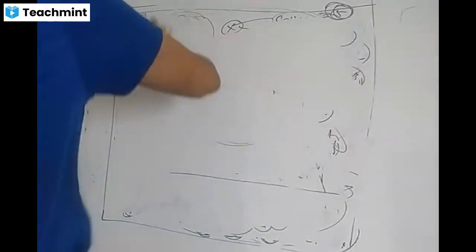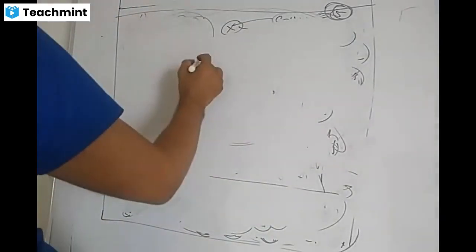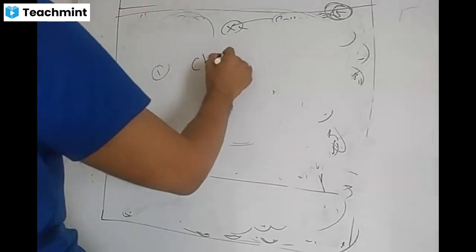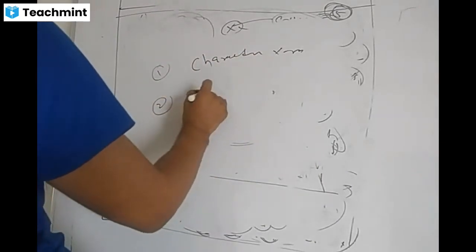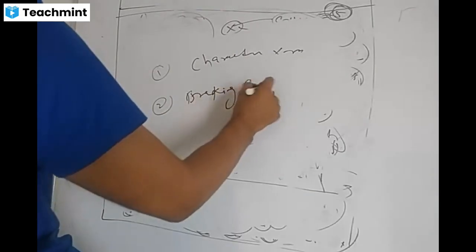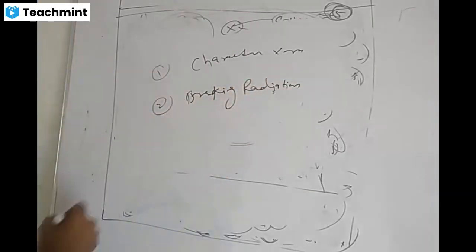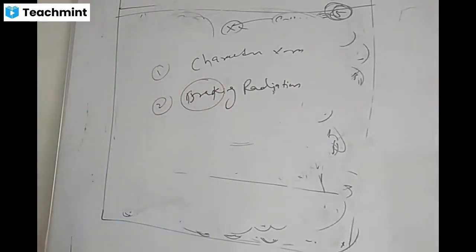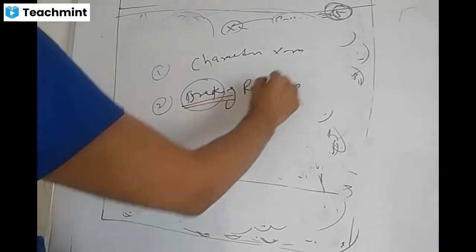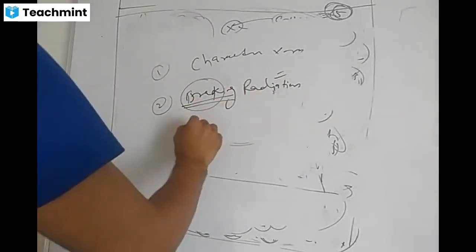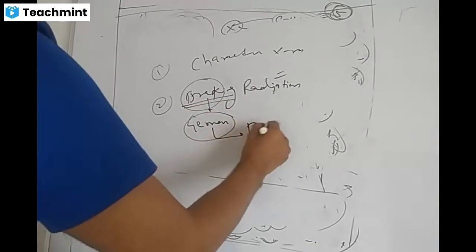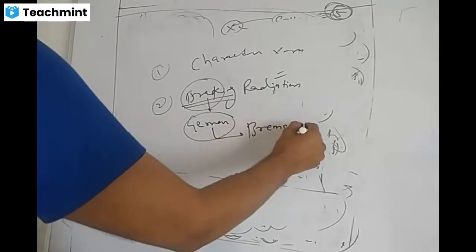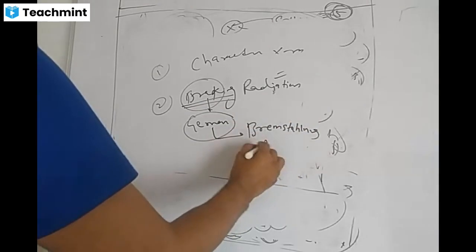So one term I forgot to tell. In case of collision, we were getting characteristic X-rays. And in case of radiative, we are getting braking radiation. We call them braking radiation because of the brake, because of the slowdown, because of the deceleration. In German, braking is also called Bremsstrahlung radiation.